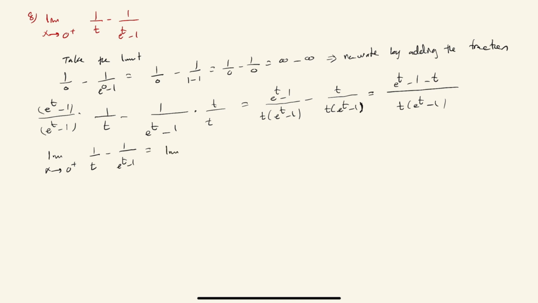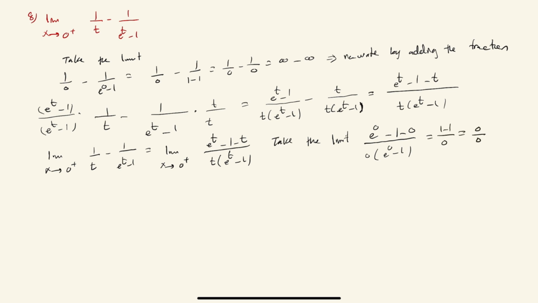So now we can write the given function after we rewrite it. It's gonna be the limit as t goes to 0 from the right of (e to the t minus 1 minus t) over t multiplied by (e to the t minus 1). Here I'm gonna substitute t to be 0. So it's going to be e to the 0 minus 1 minus 0 on top, and then 0 times (e to the 0 minus 1) on the bottom. So in the top we have 1 minus 1, and the bottom is 0. Here we'll have 0 over 0. Therefore, the L'Hopital rule applies in here.